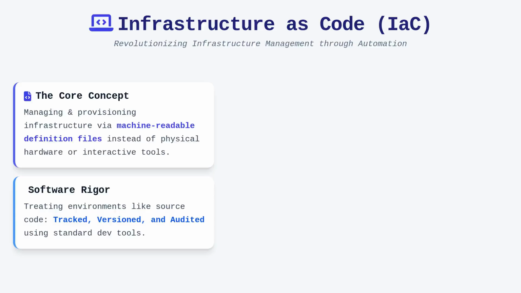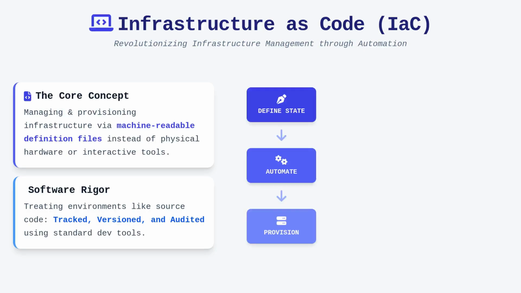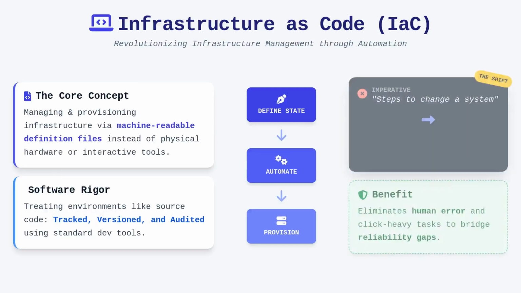When we treat infrastructure as code, we are applying the same rigor to server environments that we apply to our software source code. This means that instead of manually configuring a web server by logging in and installing packages, we write a text file that declares the desired state of that server. Because this configuration exists as a file, it can be tracked, versioned, and audited with the exact same tools we use for application development. By moving away from manual setup, we eliminate the human error inherent in repetitive, click-heavy administrative tasks that so often lead to reliability gaps.